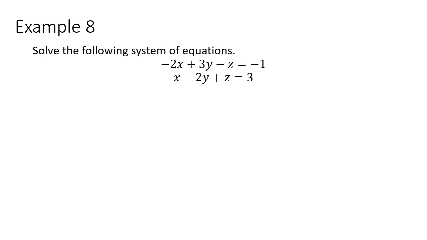So let's take a look at one more example where we're going to have that same type of dependency. So we get a little bit more practice writing that ordered pair of solutions, that ordered triple of solutions rather. And what you'll notice here is they've asked us to solve the following system of equations, but they only gave us 2 equations with 3 unknowns.